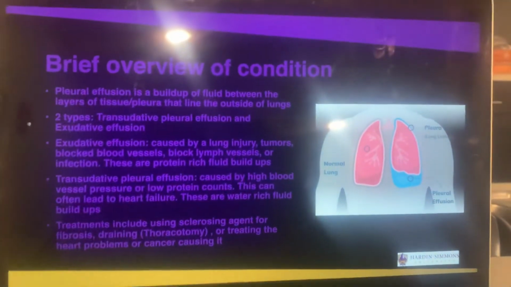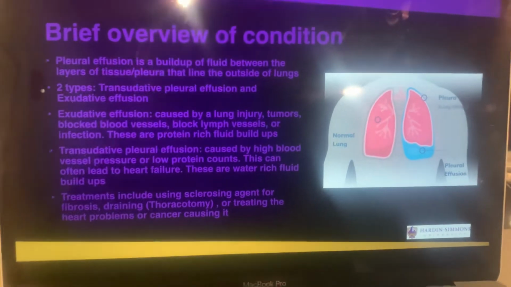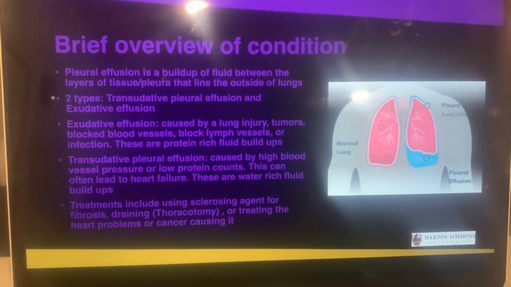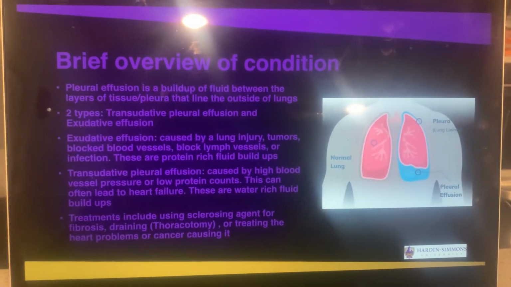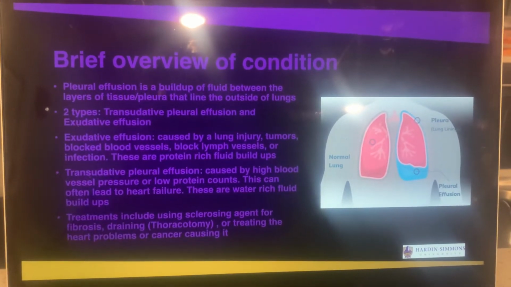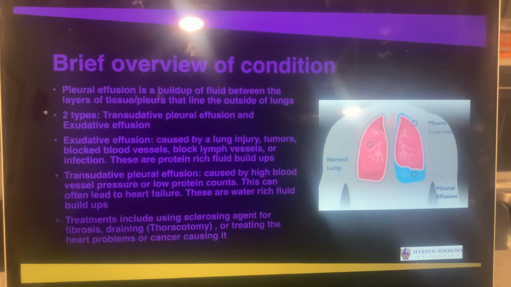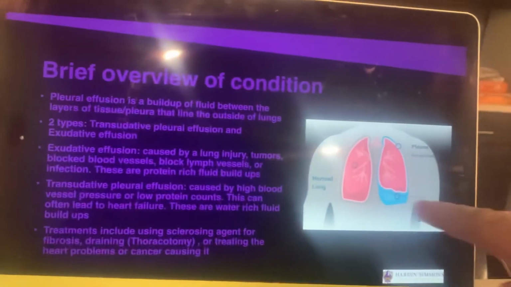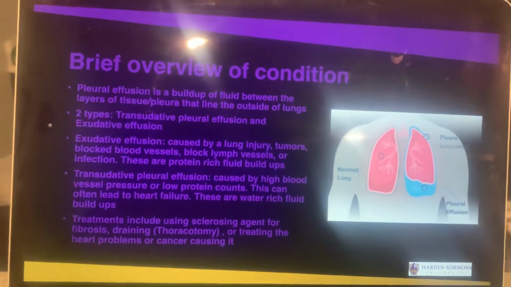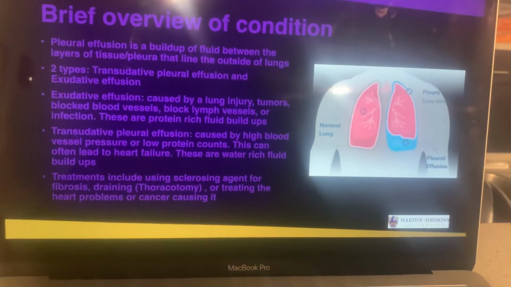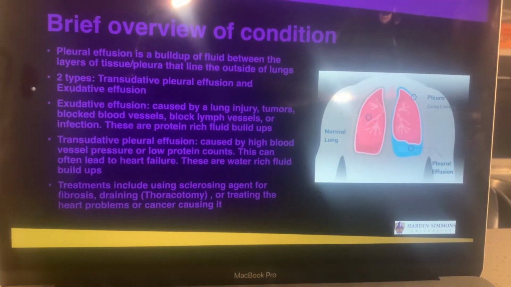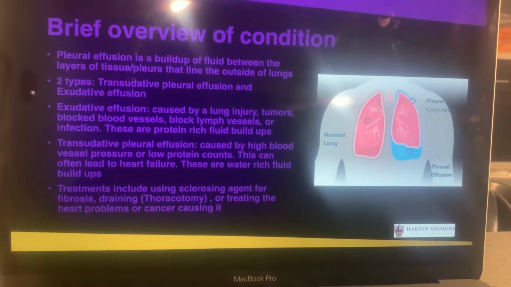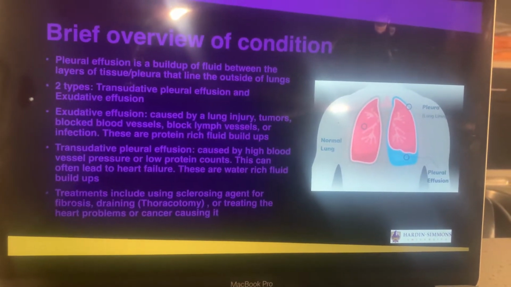A brief overview of the condition. Pleural effusion is a buildup of fluid between the layers of tissue, or pleura, that line the outside of the lungs. You can see in this image the buildup of fluid. There are two types, transudative pleural effusion and exudative effusion.